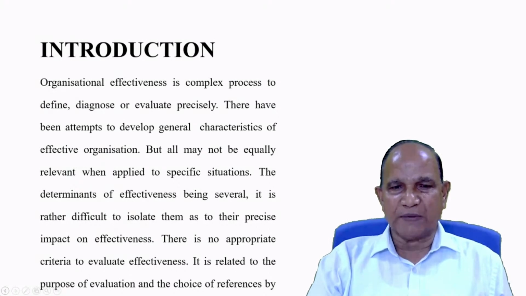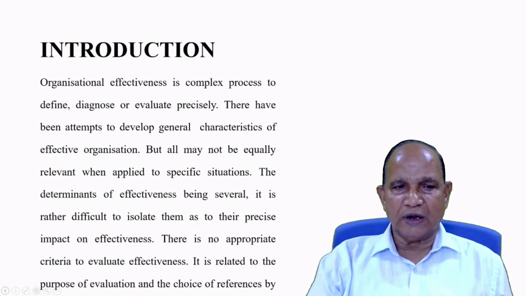So why is it a complex process? Because in the organization we have a number of activities, a number of departments, different types of people, different types of methods, systems, plans, programs. So automatically it becomes a complex process and it should be clearly defined, identified and evaluated so that the employees concerned can know and accordingly maintain organizational effectiveness.